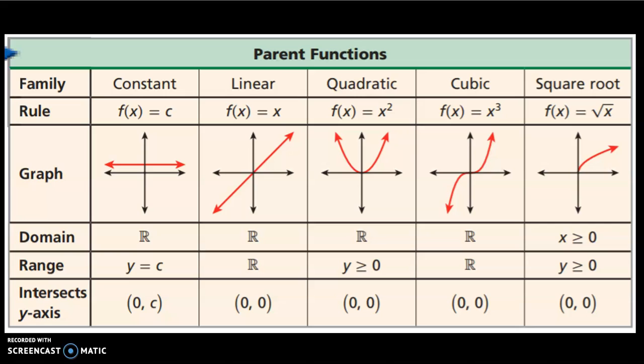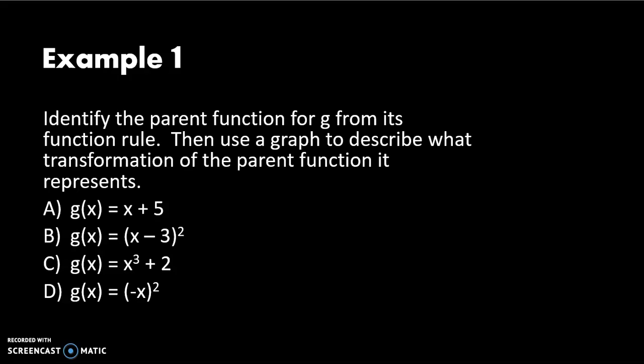So let's take a look at an example where we have to identify a parent function and then actually use a graph to say the type of transformation that happened. It says to identify the parent function and use a graph to identify the transformation. In part A, we're given g of x equals x plus 5. Notice the power on the x is the first power. So the parent function is the linear parent function, f of x equals x.